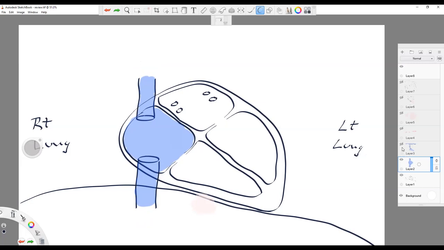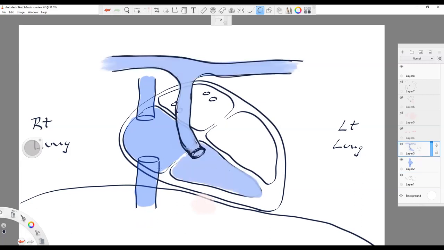And the next layer, I think this is the right layer. Yes, okay. So, blood has entered the atrium. It is pumped into the ventricle. From the ventricle, the muscles are stronger down here because this ventricle has to pump blood.